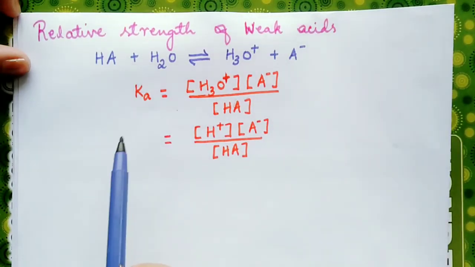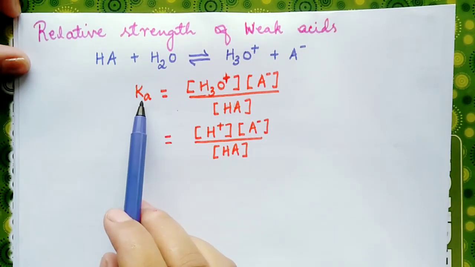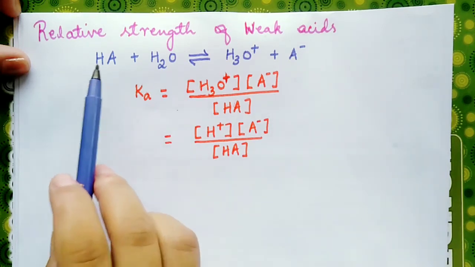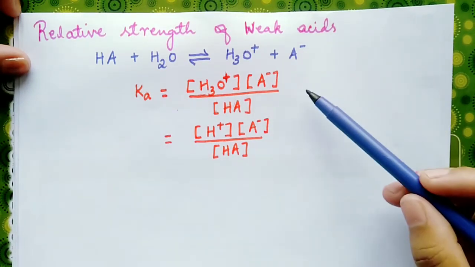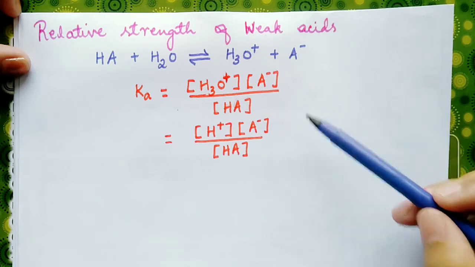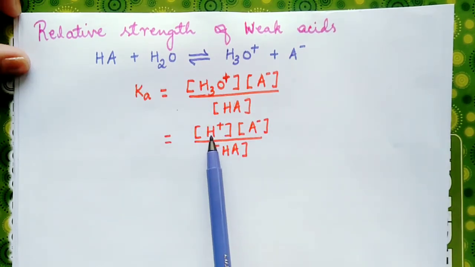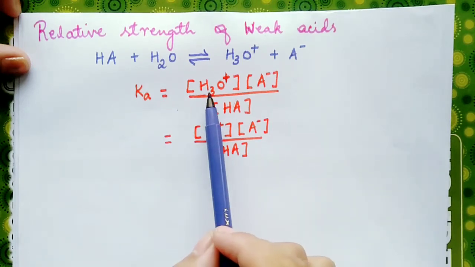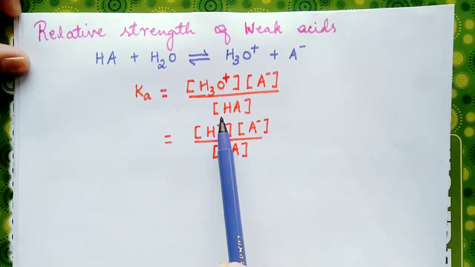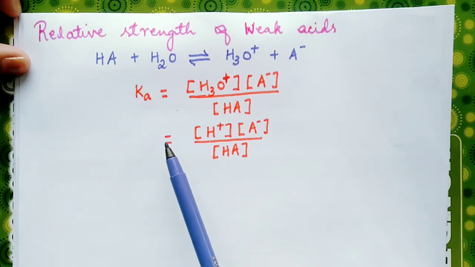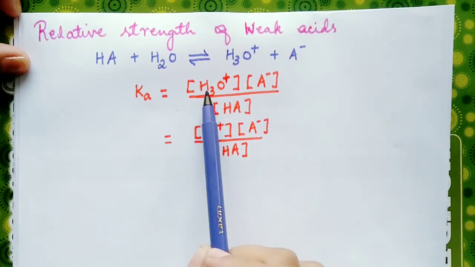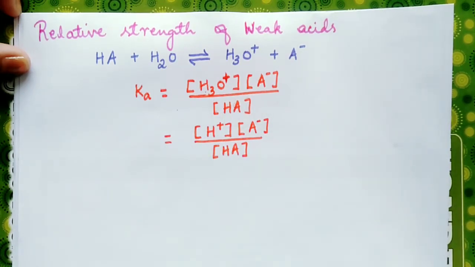In the previous video, we have seen that the dissociation constant Ka of this acid is given by this expression. In another way, we can write H3O+ as H+, because H3O+ simply means that H+ is hydrated. So for simplicity, we write H3O+ as H+. So this is the expression for the dissociation constant of the acid concerned.